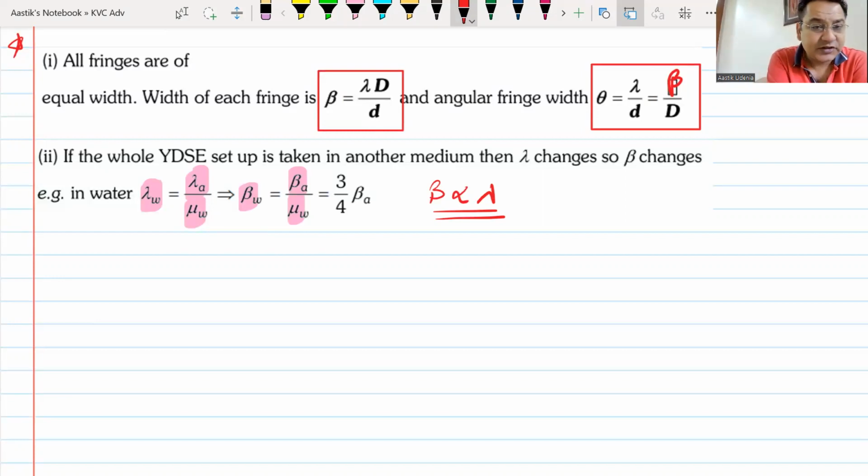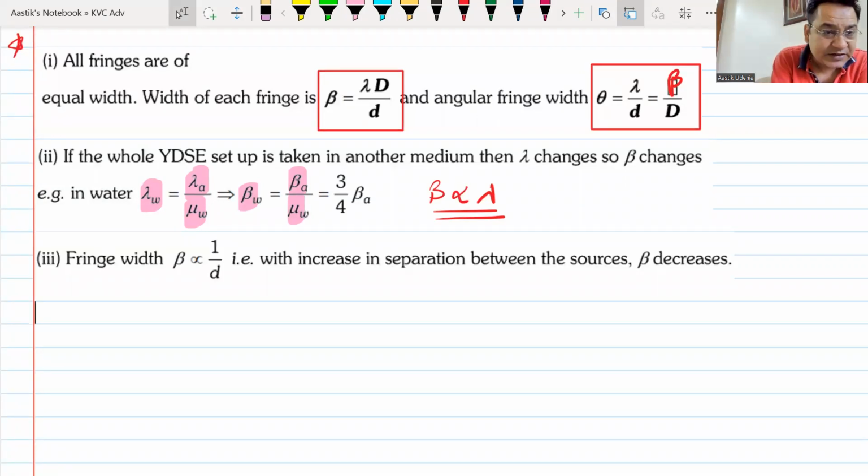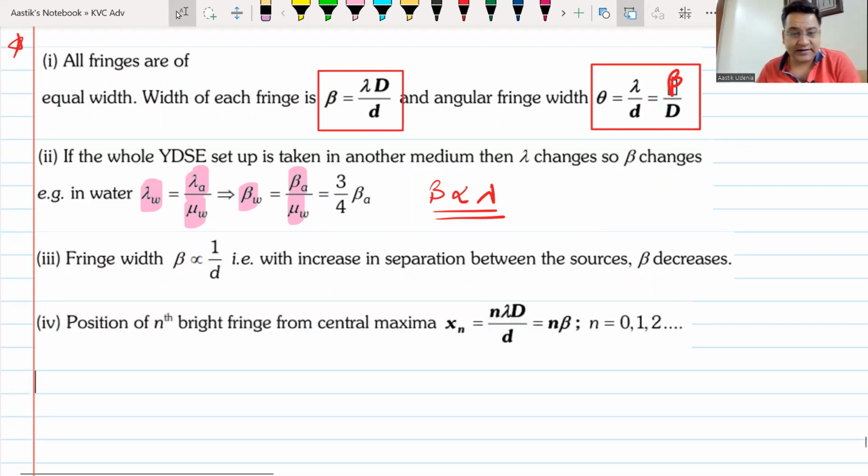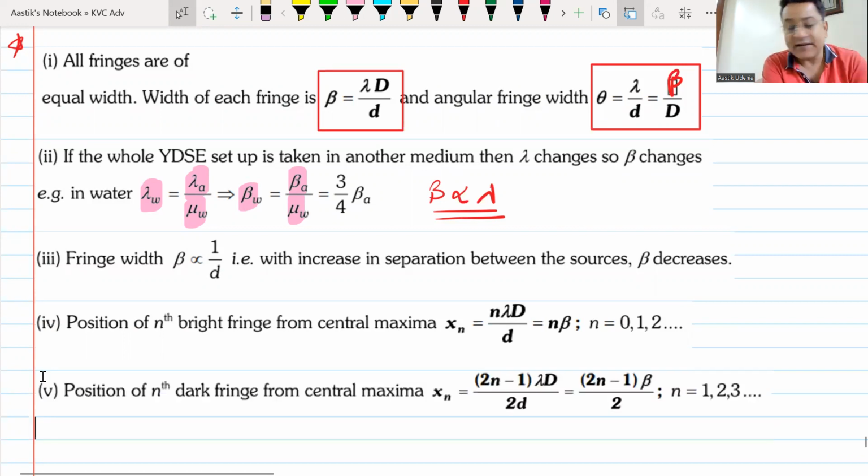It is inversely proportional to the distance between the slits. So if you increase the separation d, the fringe width will decrease. Then you can find the position of the nth maxima like this. Similarly, you can find the position of the minima. You can write it as n or you can write it as m, doesn't matter. Do we understand this? Everybody is able to follow this. All these are important points. One more point.